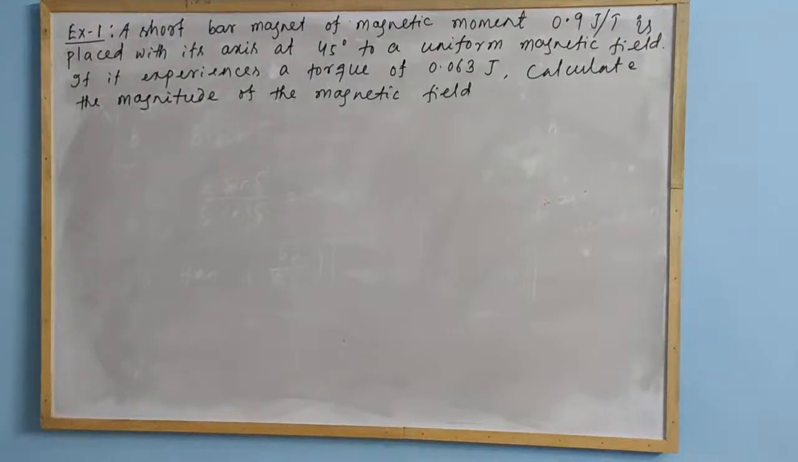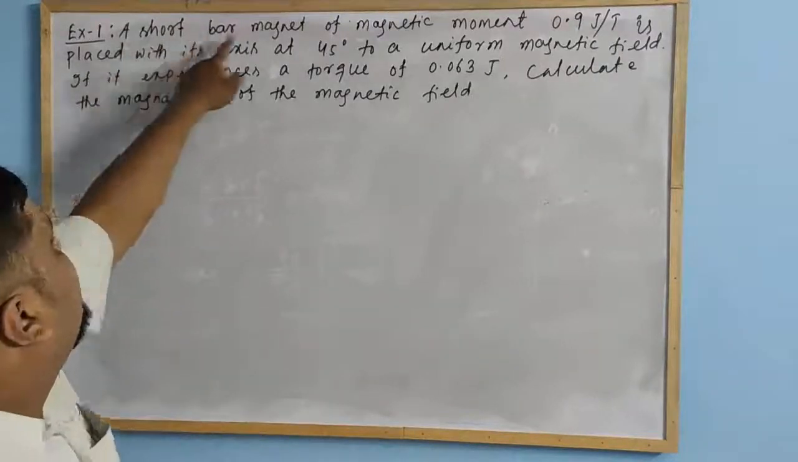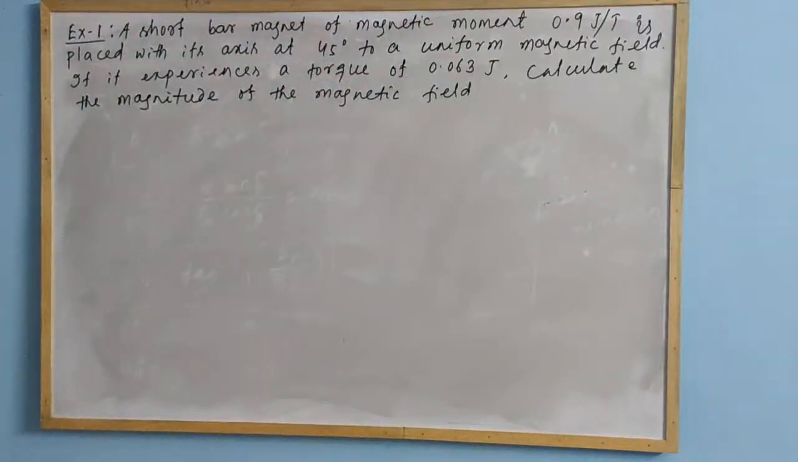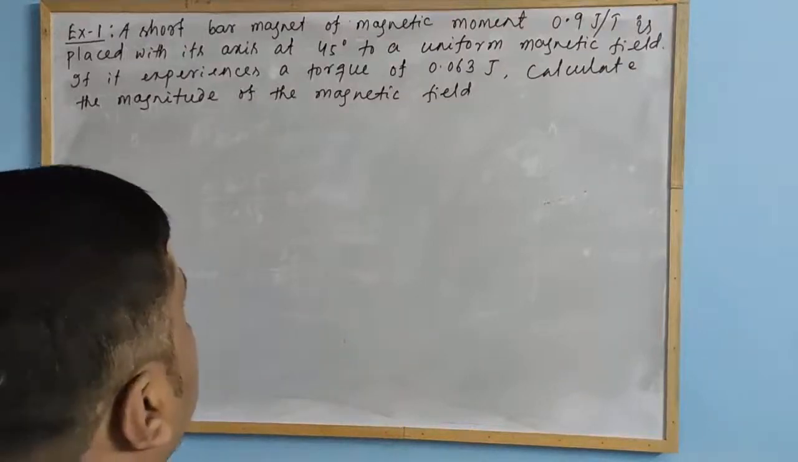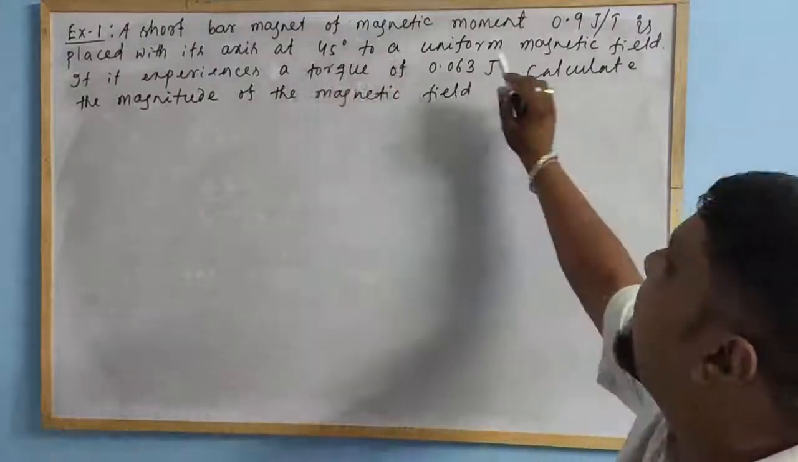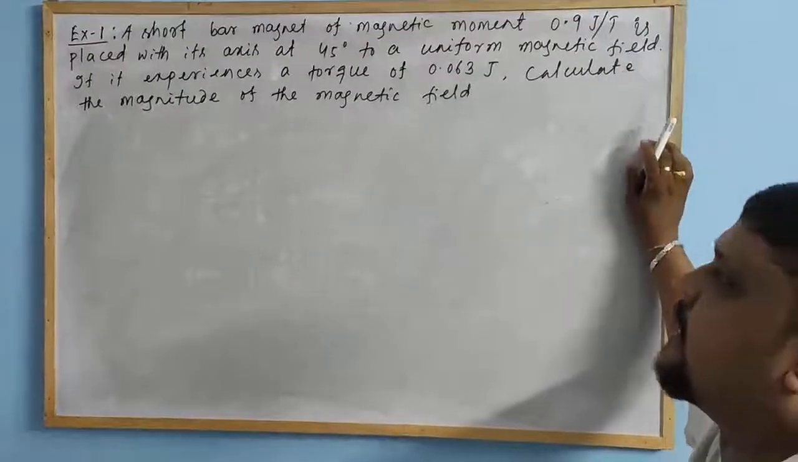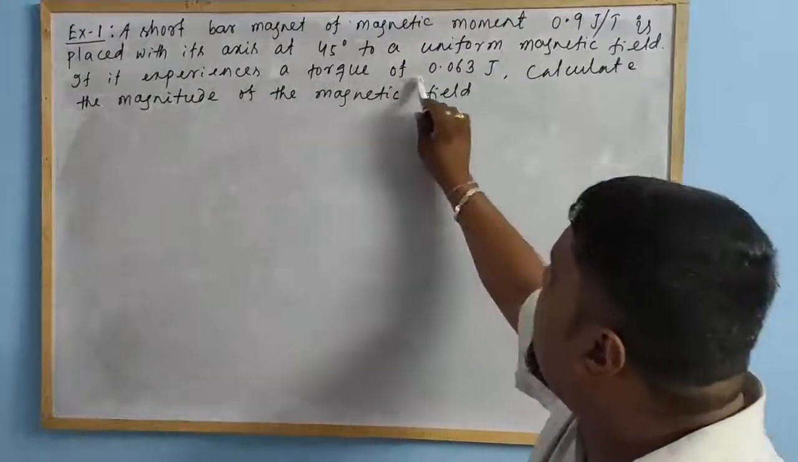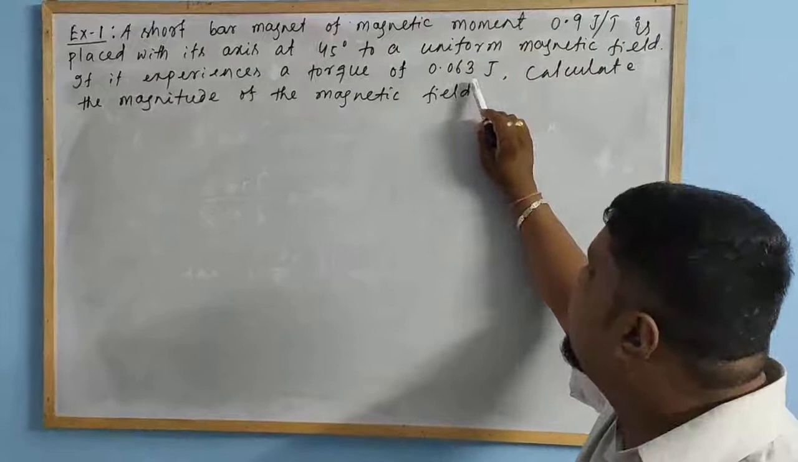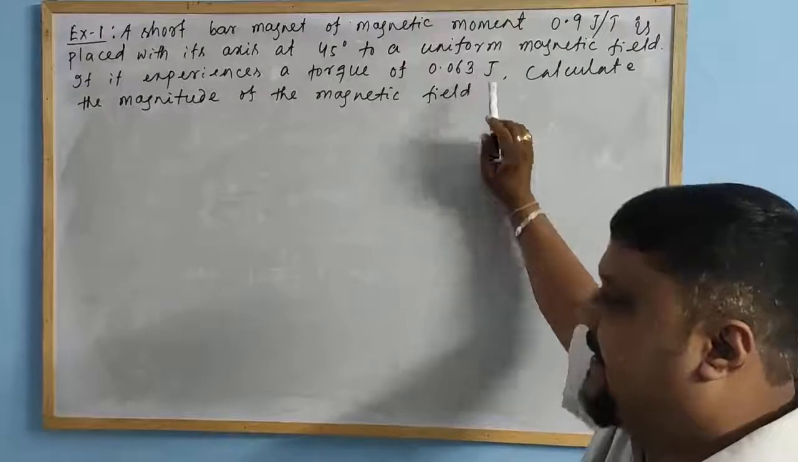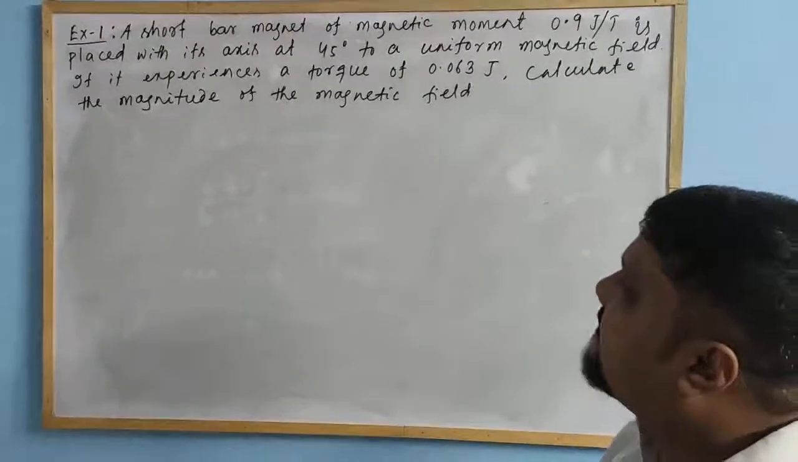A short bar magnet of magnetic moment 0.9 joule per Tesla is placed with its axis at 45 degree to a uniform magnetic field. If it experiences a torque of 0.063 joule, calculate the magnitude of the magnetic field. Here we will calculate the magnitude of the magnetic field.